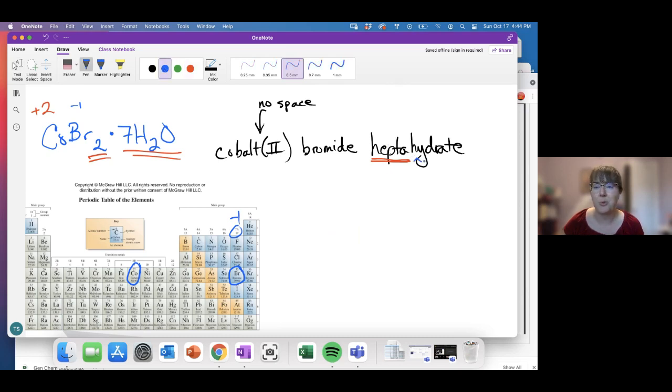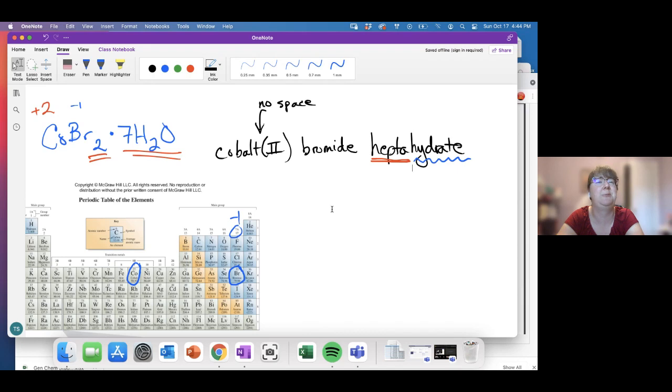Likely y'all have heard the word hydrate before, even if y'all have not been in Texas for that long. Y'all got here in August and you probably heard people tell you to carry water around with you and to stay hydrated. So hydrated is for the word water. And so that heptahydrate is just describing that there are 7 waters.